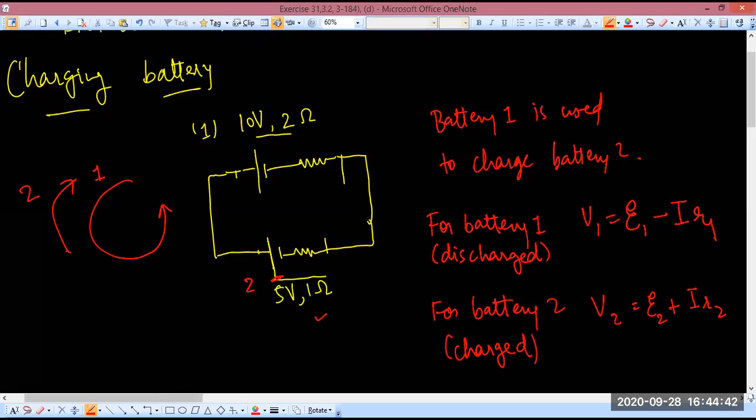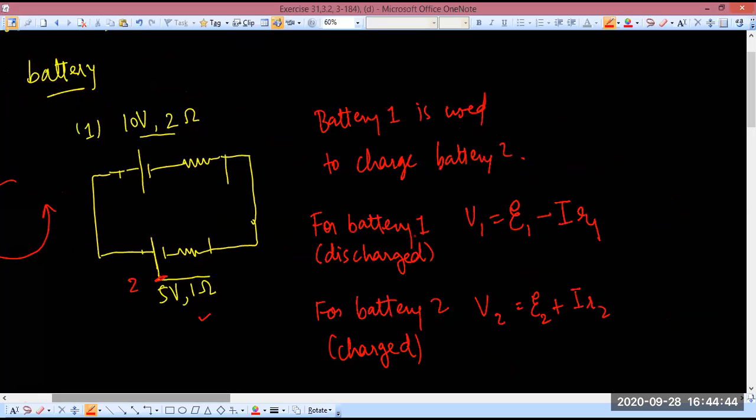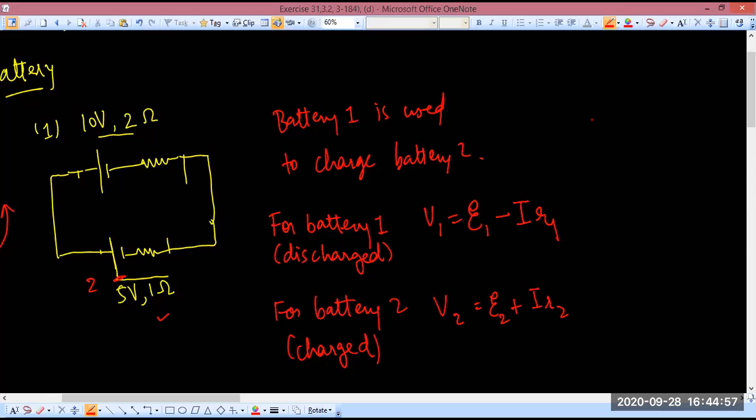So in such cases, for finding the current, the procedure would be as follows. Do you realize that the 10 volt EMF epsilon 1 of the first battery is actually opposing the 5 volt EMF of the second battery, correct? So the net EMF is only equal to 5 volt.